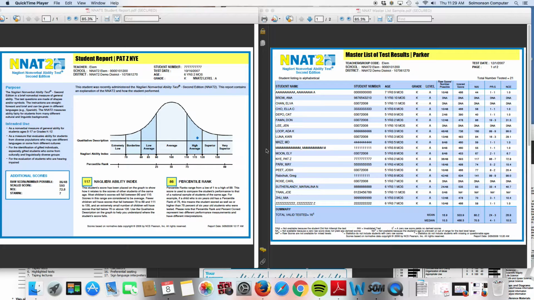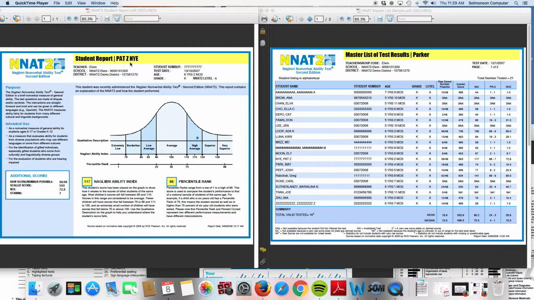The way that this test works is that there are pictures and patterns, and the child is looking for things to complete the picture or to complete the pattern. It's a really common test that is utilized by school districts for gifted and talented identification. It's also good for a child who has a hearing impairment, where you might have issues with giving a verbal test. So the first side of the screen over here is a sample individual student report.